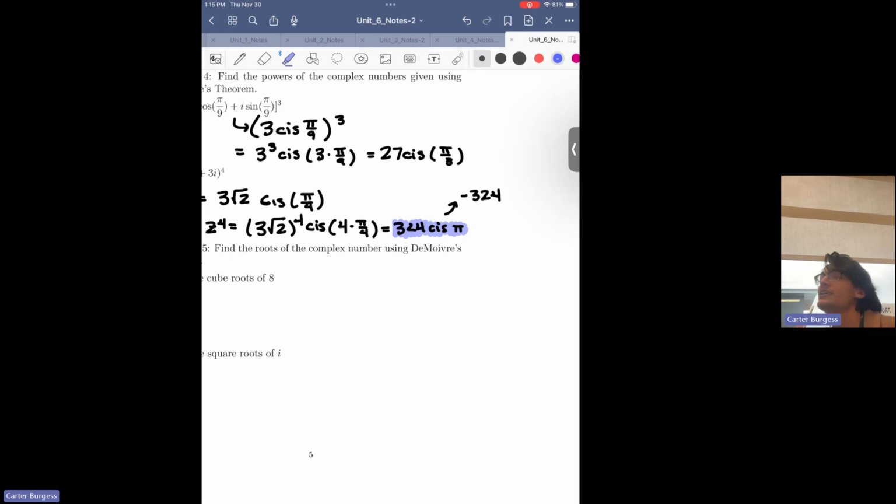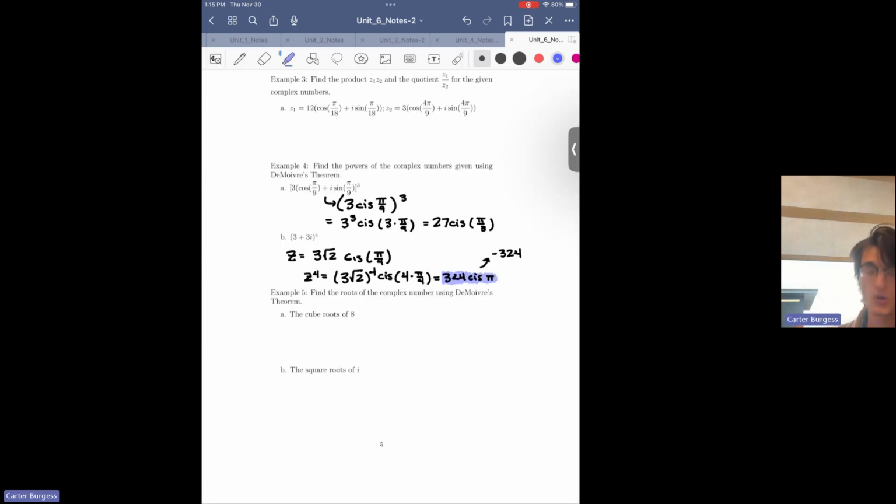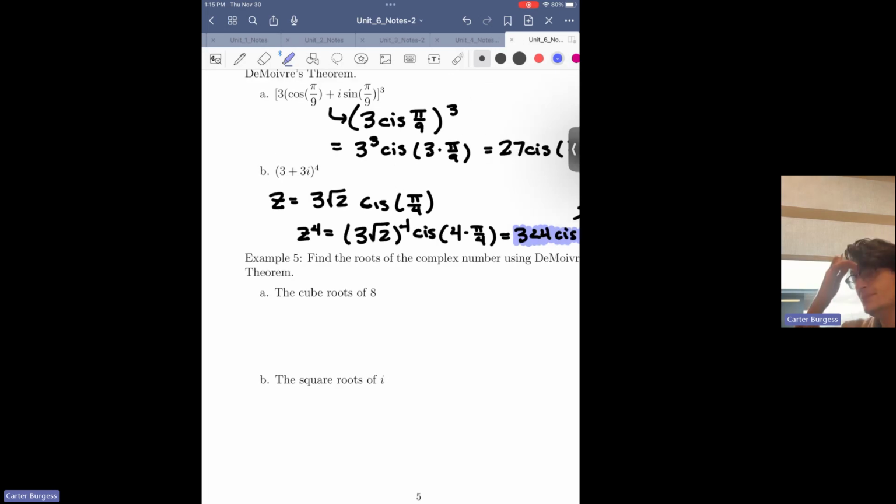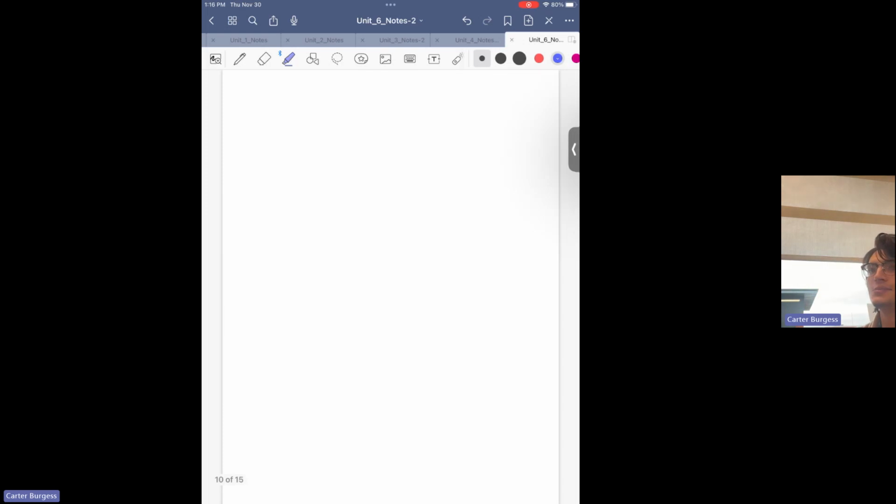All right, we are going to be using DeMoivre's theorem to deal with something that actually otherwise would be fairly difficult to handle, and otherwise would not be particularly readily obvious how we approach. So we're going to be using DeMoivre's theorem to figure out roots of various complex numbers. Looking at 5a, we are trying to figure out the cube roots of 8.